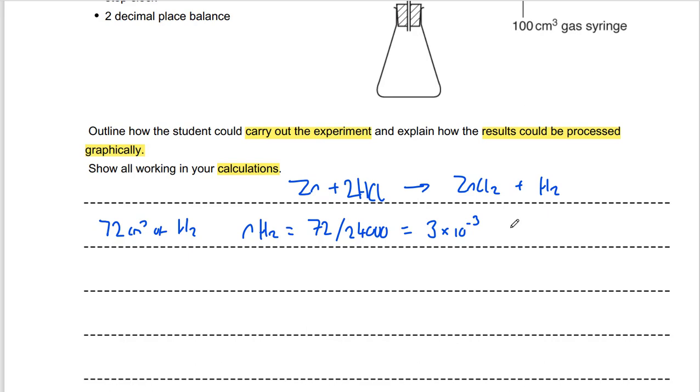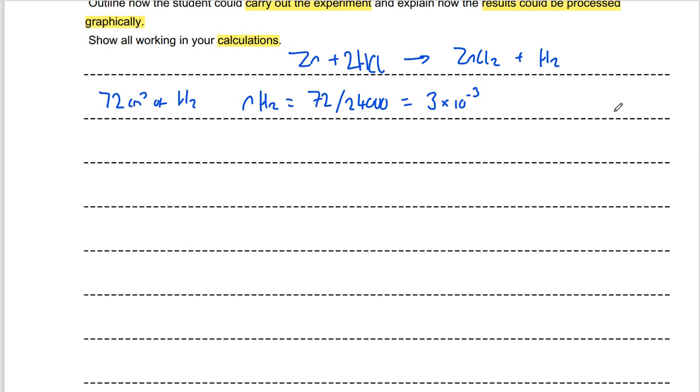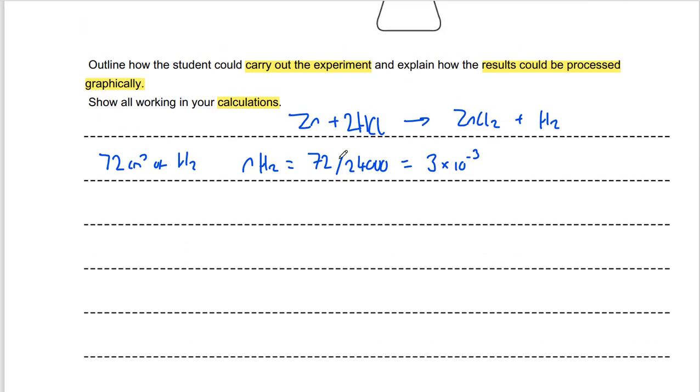Now, that means that we need that many moles of zinc, because it's a 1-to-1 ratio. So look at the stoichiometry. If we've got 0.003 of H2, it's 1-to-1, so 0.003 of zinc. And because it's a 1-to-2 ratio, we're going to need 0.006 of HCl. We've got twice as much HCl.